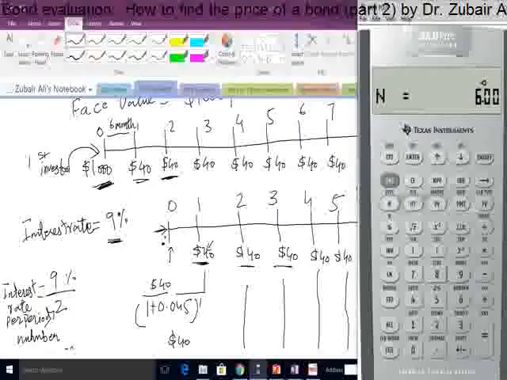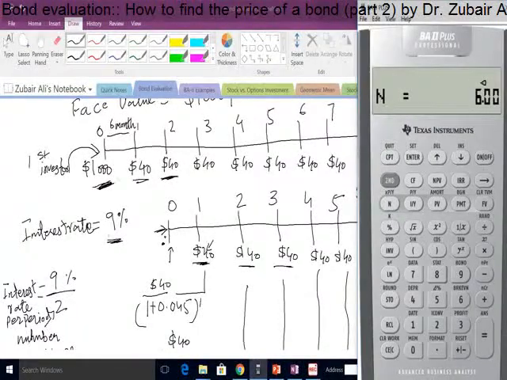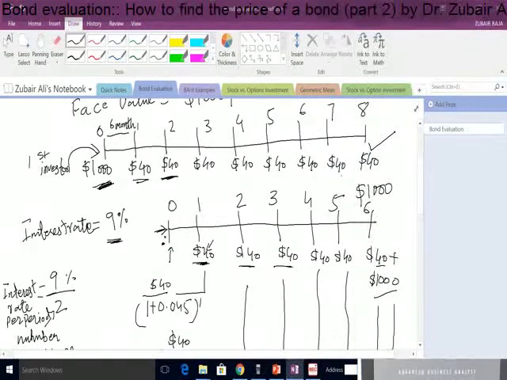Remember, after 1 year, the interest rate is 9%. Yes, the bond was issued at the coupon rate of 8%, as we know, right? But this was the reason why this $40 is calculated: when the bond was originally issued, the interest rate in the economy was 8%.